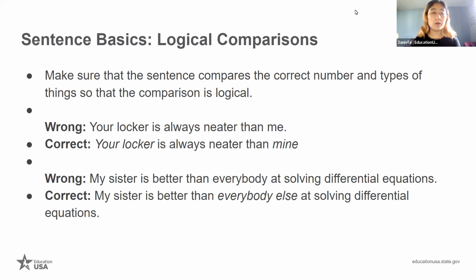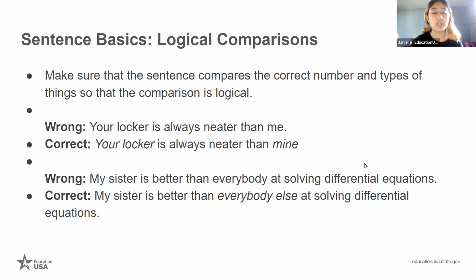So we have logical comparison. So what do we mean by this? Okay, you want to make sure that the things being compared in your sentence are the correct number or types of things so that it makes sense. For example, "your locker is always neater than me." You're not comparing the locker's neatness to just you. The correct answer is "your locker is always neater than mine." It's comparing someone else's locker to your locker. You're not comparing the locker to how neat you are as a person, right? Which is why the second option is correct.